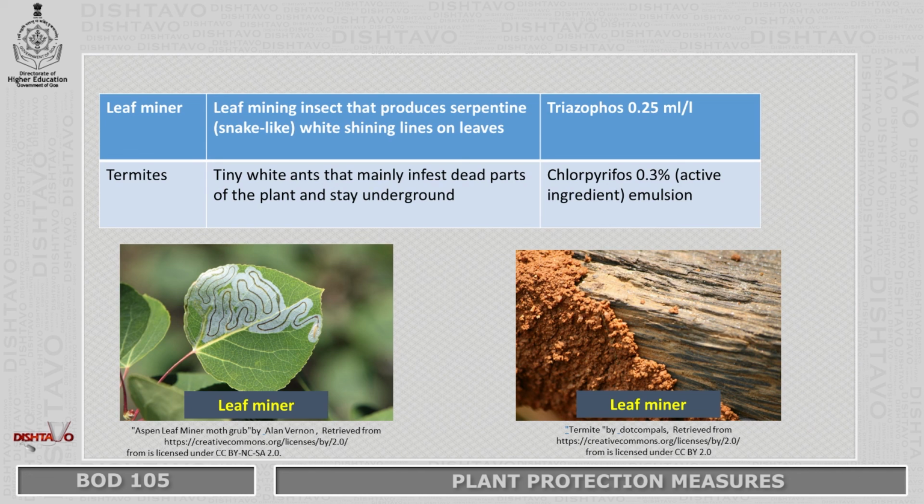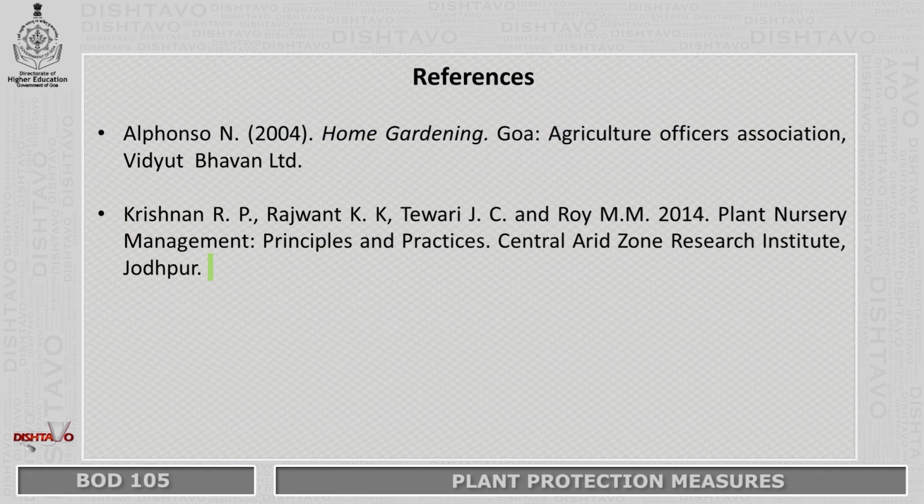Again, termites. Termites, that is tiny white ants, mainly infect dead parts of the plant and stay underground. Here you can use chlorpyrifos 0.3% active ingredient.